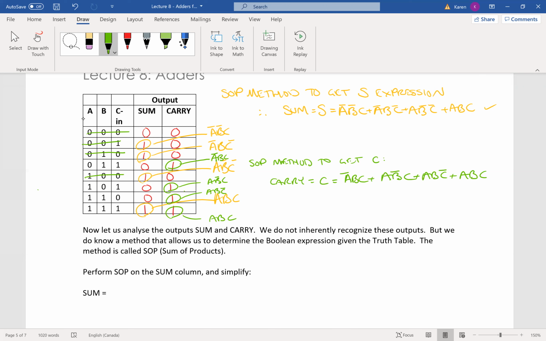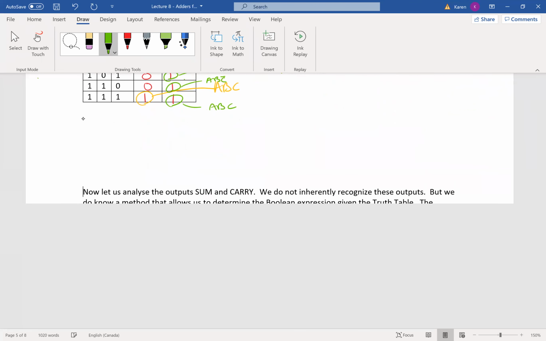And I'm going to double check my notes and make sure that this is okay. And that is correct. So these are the two expressions that govern this truth table. So we have just designed a full adder. Our full adder says if these are my inputs, then these are going to be my outputs.